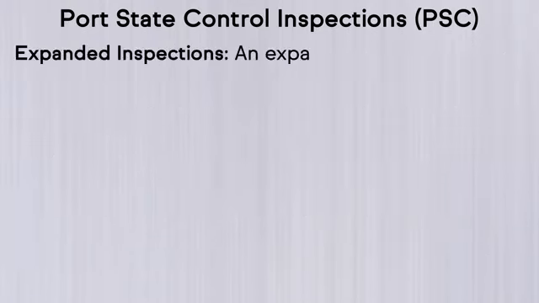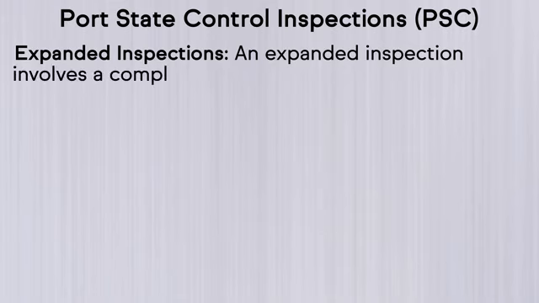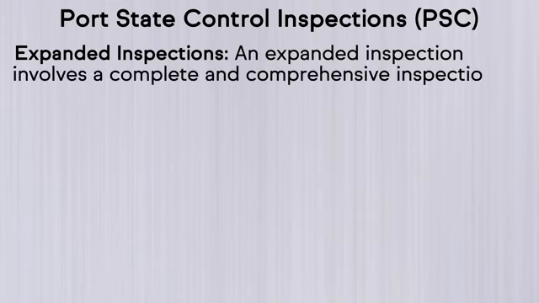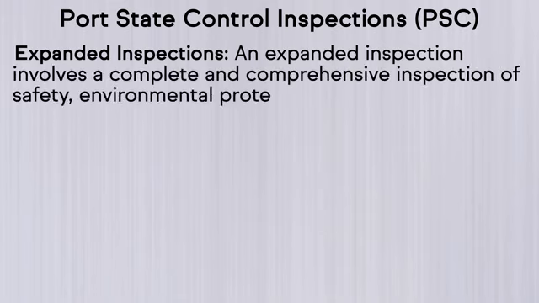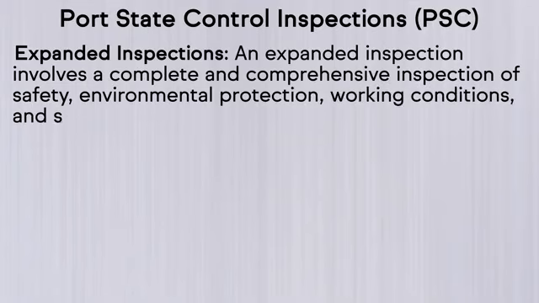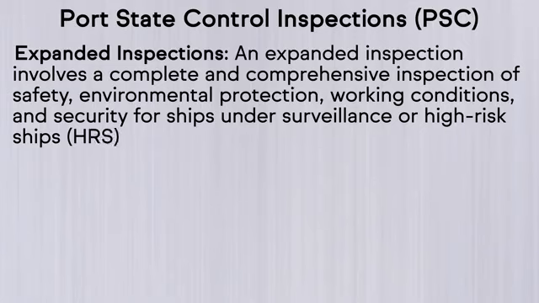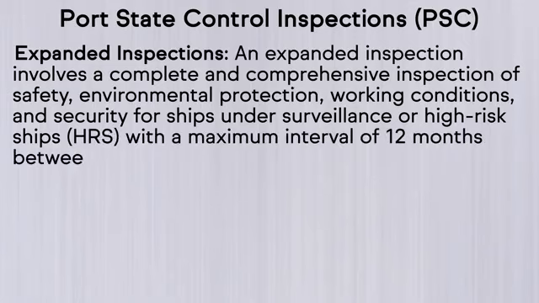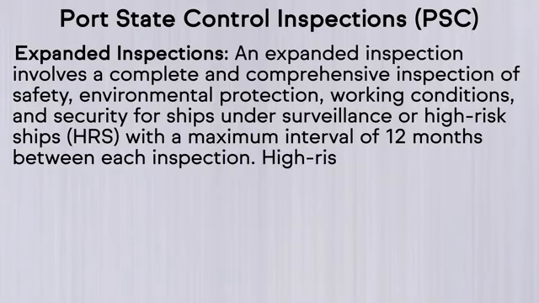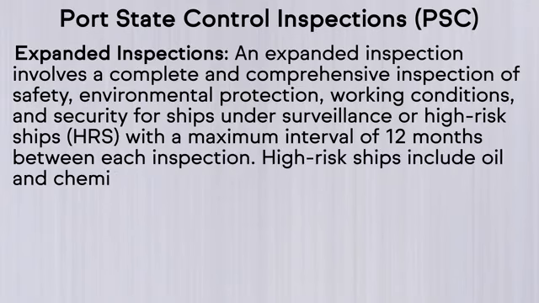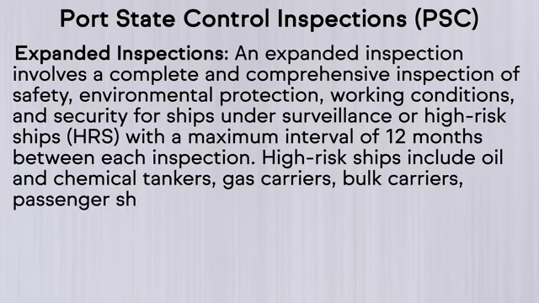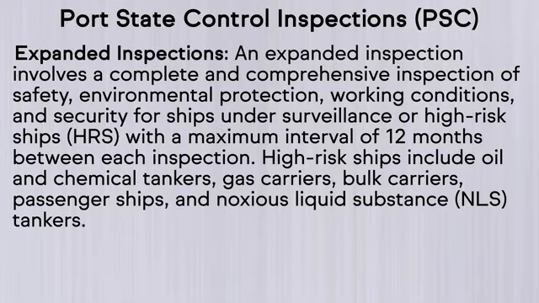Expanded inspections. An expanded inspection involves a complete and comprehensive inspection of safety, environmental protection, working conditions, and security for ships under surveillance or high-risk ships, HRS, with a maximum interval of 12 months between each inspection. High-risk ships include oil and chemical tankers, gas carriers, bulk carriers, passenger ships, and noxious liquid substance, NLS tankers.